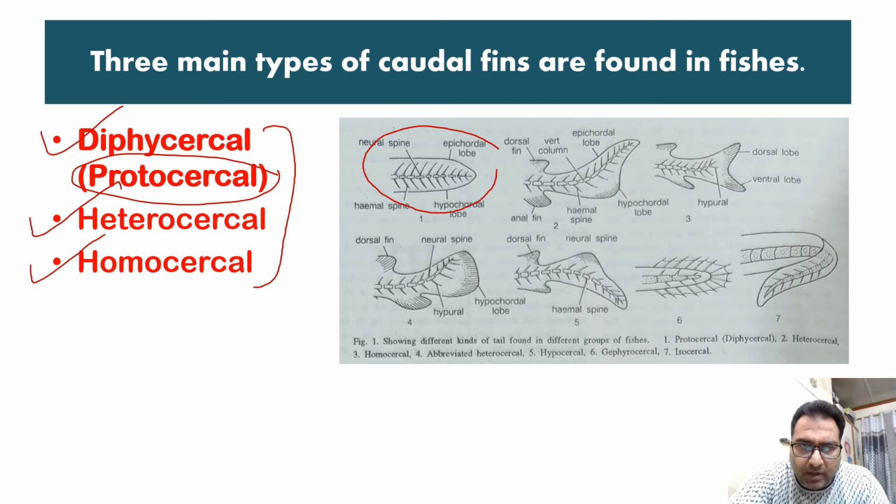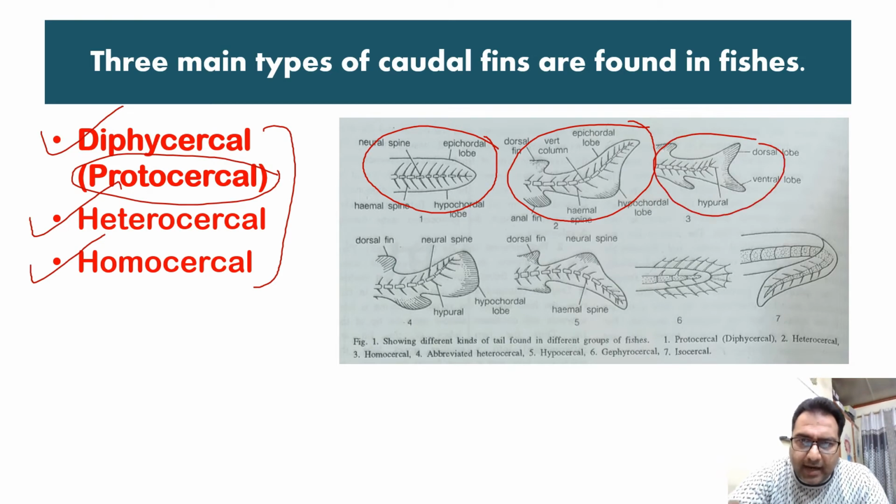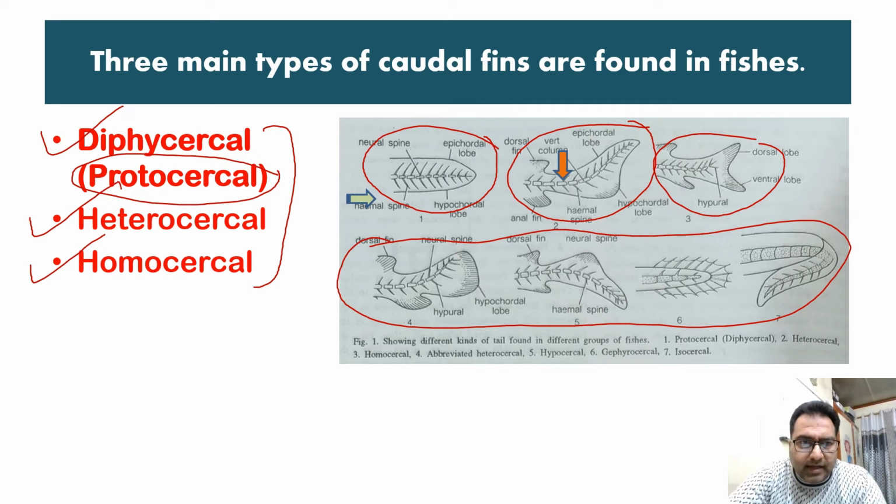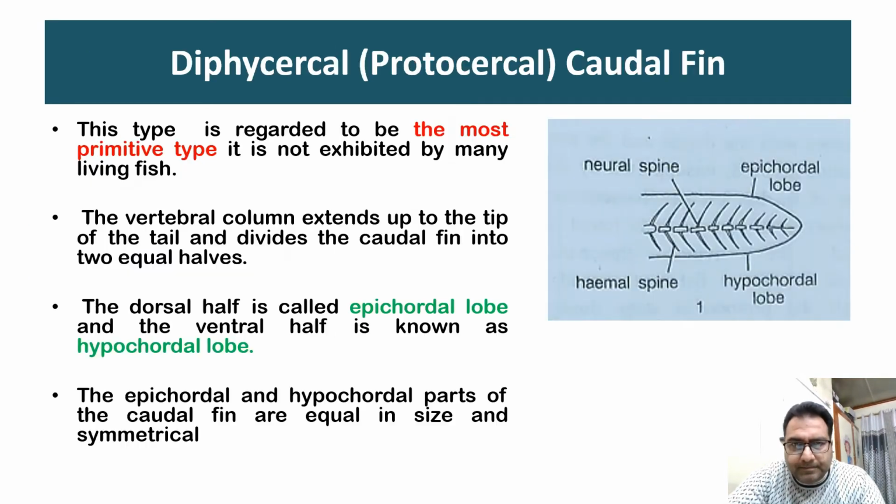So this is the kind which we call the protocercal tail. This is the primitive one, the protocercal tail. This is the heterocercal tail, and this is the homocercal tail. And these are the modifications that we shall be talking about. So this is the diphycercal, this is the heterocercal, and this is the homocercal. First of all, diphycercal or protocercal.